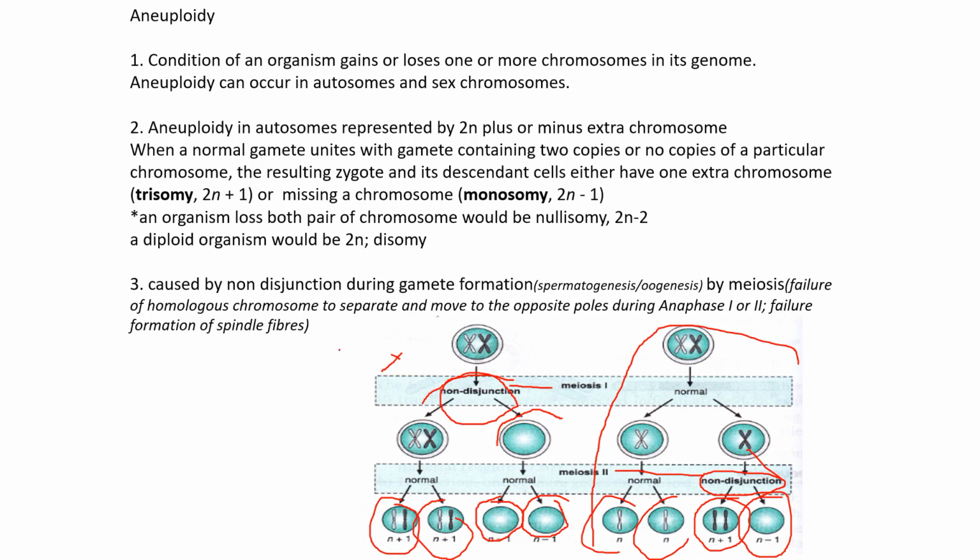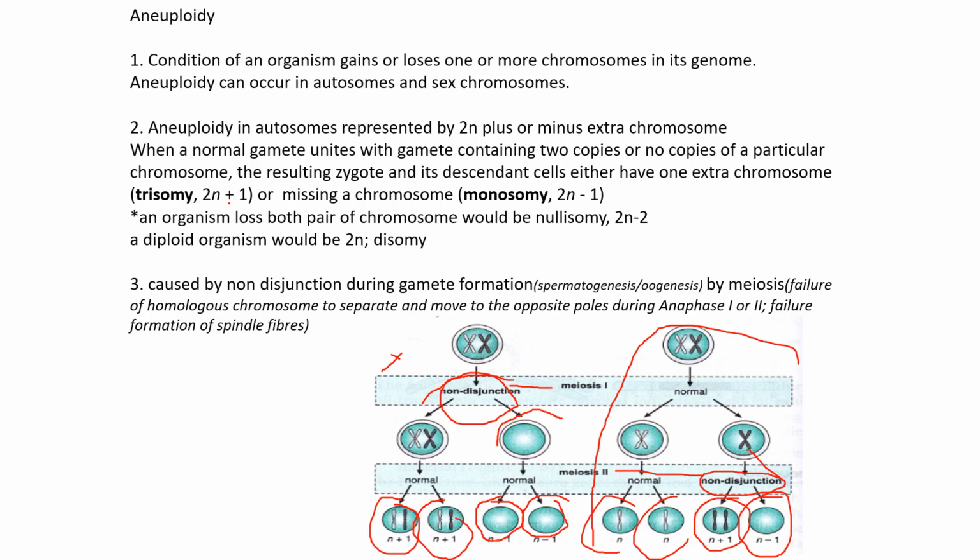Let's go back to paragraph number 2. When a normal gamete unites with a gamete containing 2 copies or no copies of a particular chromosome, the resulting zygote and its descendant cells either have one extra chromosome, which becomes trisomy. You know that when a haploid gamete from the male fuses with the haploid gamete from the female, you get 2n, which is a diploid organism.